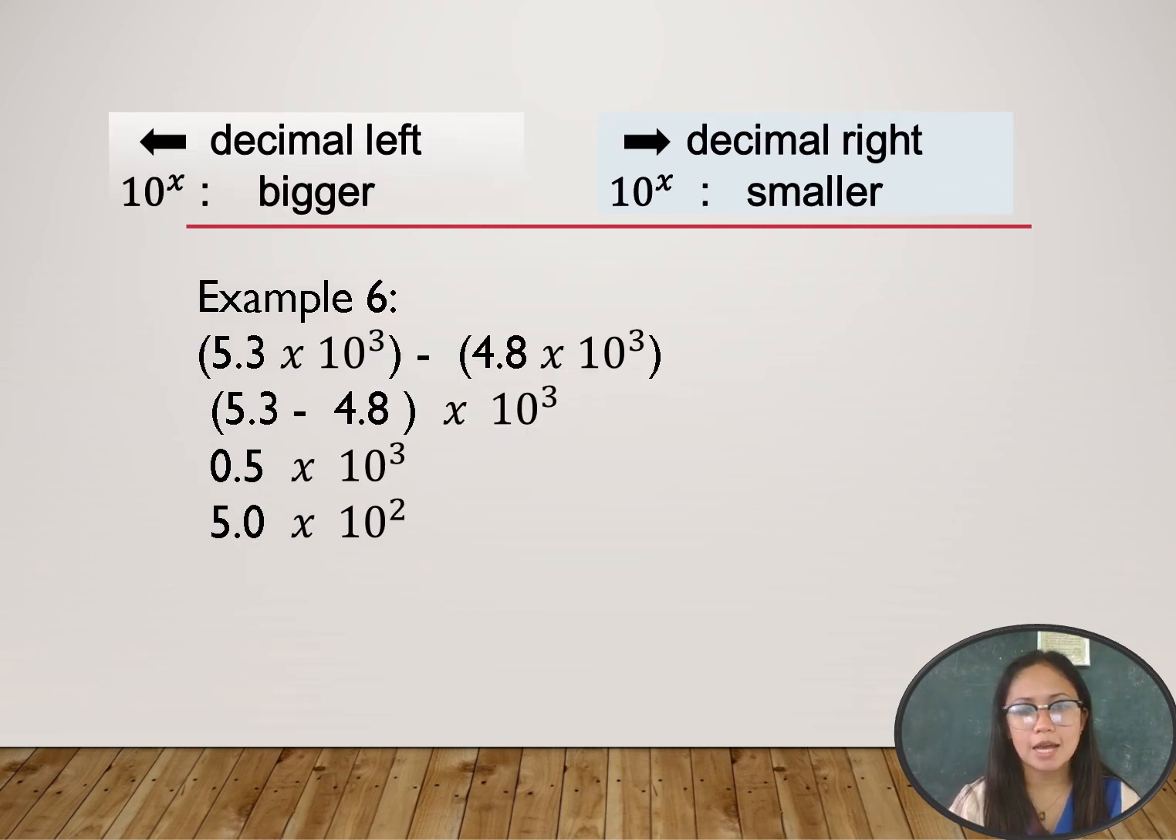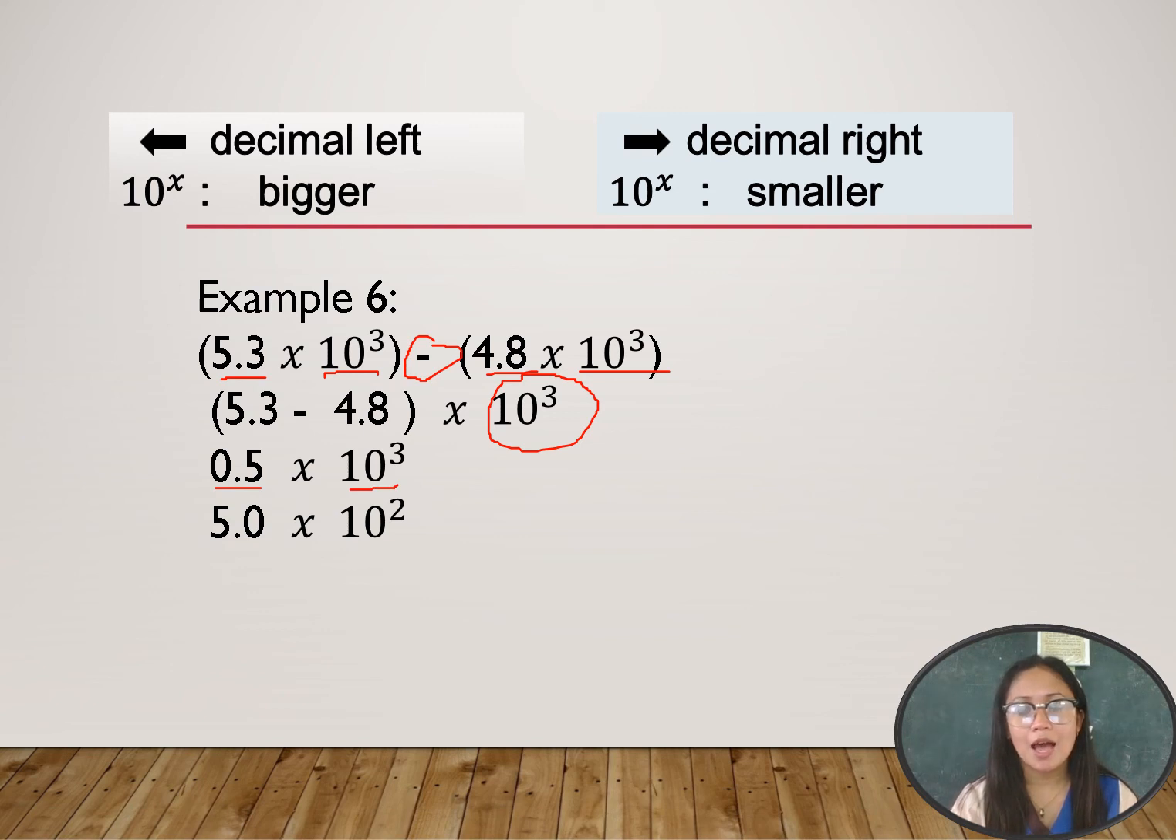For our last example, we have here 5.3 times 10 to the power of 3 minus 4.8 times 10 to the power of 3. So for this case, we have our second factors which are the same. So we can directly write it here for our final answer. But your first factors, you have here 5.3 minus 4.8, since the operation here is subtraction. And that will give us a result of 0.5 times 10 to the power of 3.